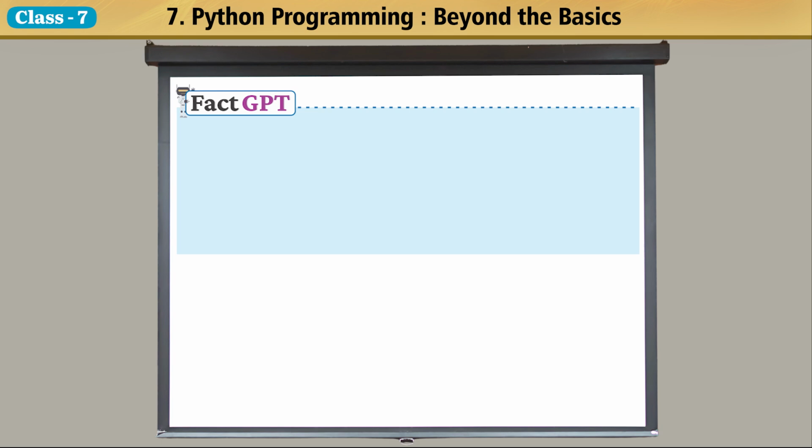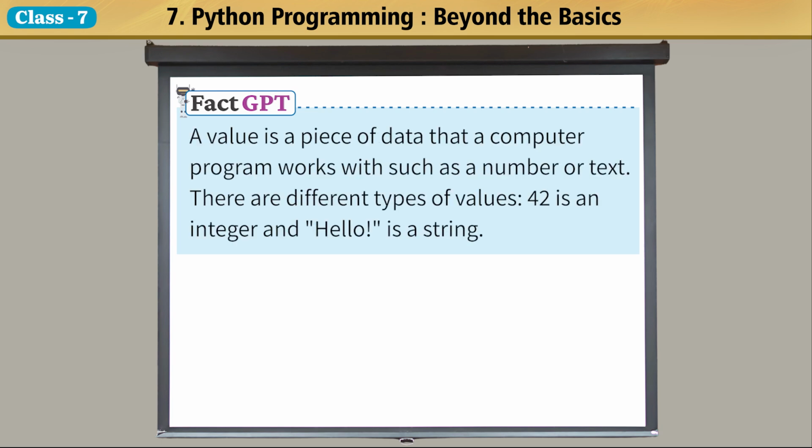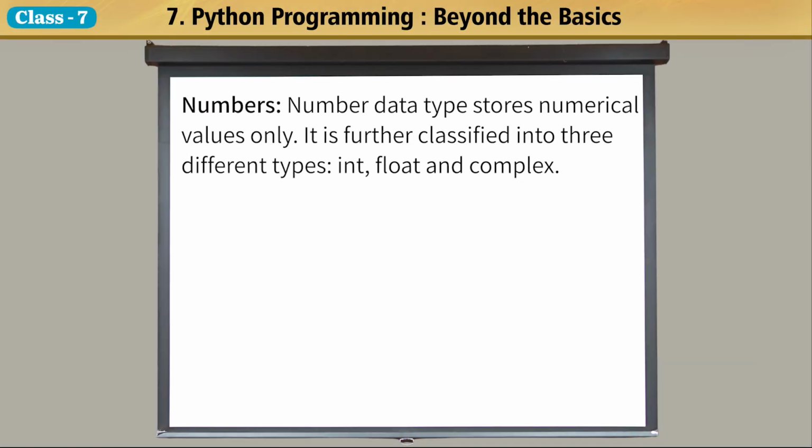Fact GPT. A value is a piece of data that a computer program works with, such as a number or text. There are different types of values. 42 is an integer and hello is a string. Numbers. Number data type stores numerical values only. It is further classified into three different types: int, float, and complex.